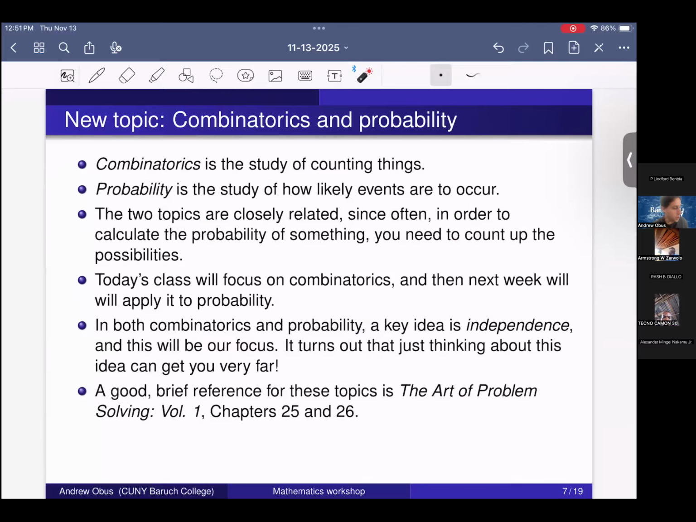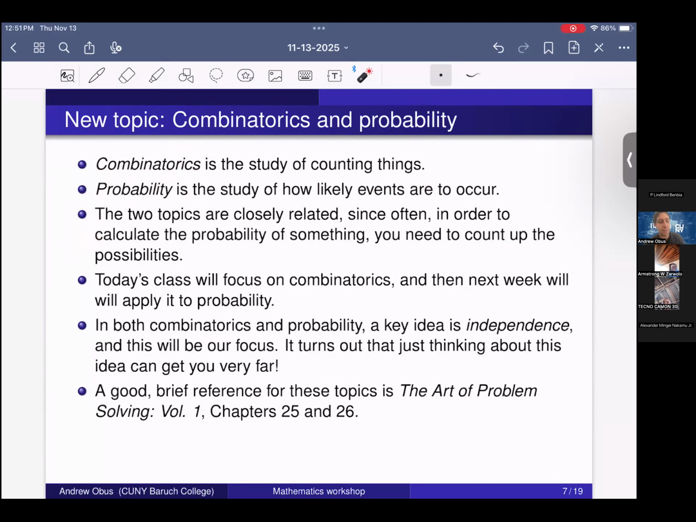So the new topic that we're going to do is combinatorics and probability. Just to define these words, combinatorics is the study of counting things, trying to figure out how many objects there are that satisfy some certain property. And probability is the study of how likely events are to occur. Okay? These two topics are closely related because often, in order to calculate the probability of something happening, you have to count up all the possible ways that it can happen. So you count up all of its possibilities. And so today's class will focus on combinatorics, and then next week we're going to apply it to probability.